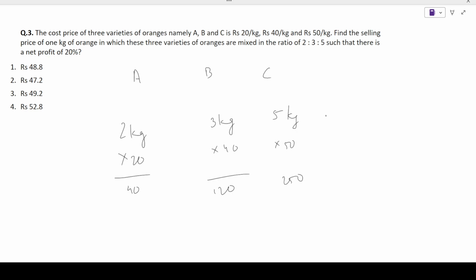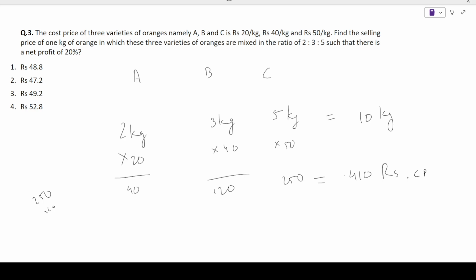So in the mixture we have 2 plus 3 plus 5, 10 kg, and the value of this 10 kg mixture is 250 plus 160, we have 410. 410 rupees is the initial cost price for this 10 kg.